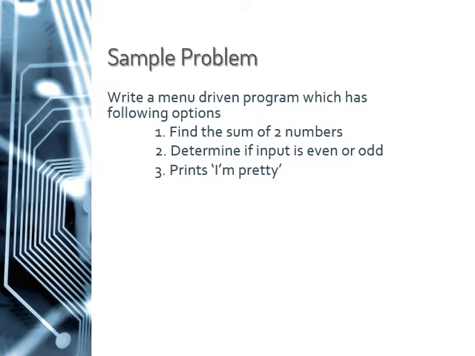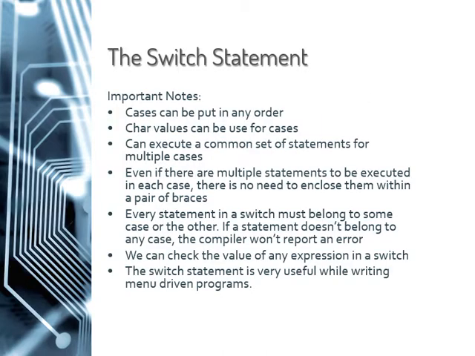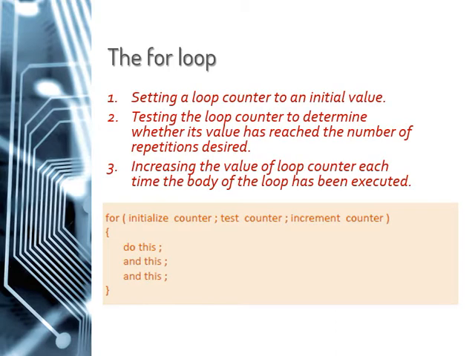Okay, so I'm assuming na na-gets na ninyo si switch, on iyahang capability, asa siya gigamit, para asa siya, and unsa iyahang advantage compared sa if, o unsa pa niyang disadvantage. Now, let's proceed sa padayon ta sa ato ang repetition control structure. Nahuman na ta sa while loop, and now let's proceed to the for loop.